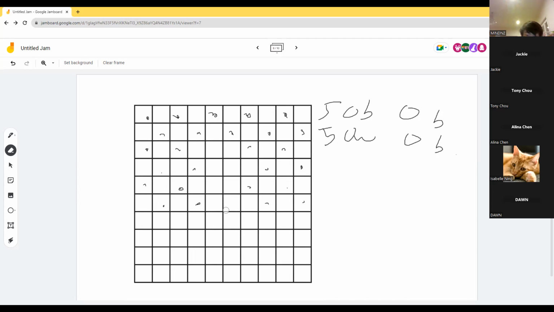Oh, this is difficult. Okay. So maybe we try a different coloring. Ignore the stuff on the left. Maybe we try coloring it like this.